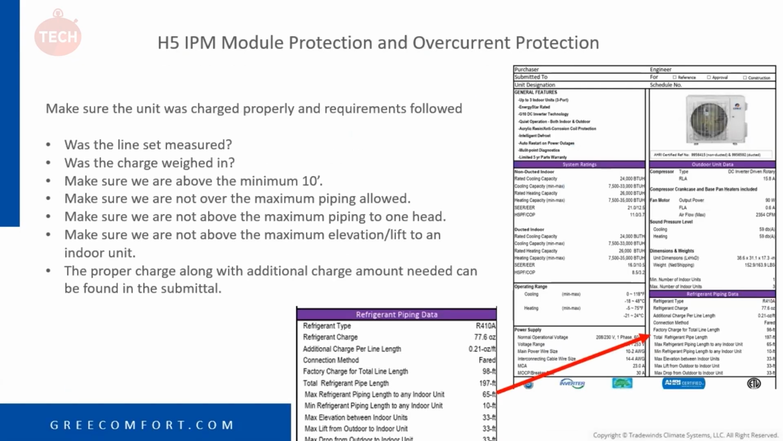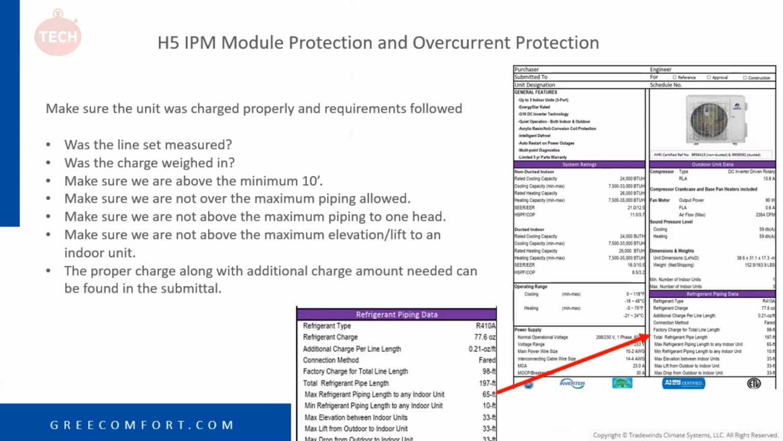A couple other things, we want to make sure that the unit is properly charged and requirements followed. Again, you want to measure that line set. Measure each line set on a multi-zone. Things to consider, what's the charge weight in? If you didn't do the install, you may want to pull that charge and weigh it in after measuring the line set.